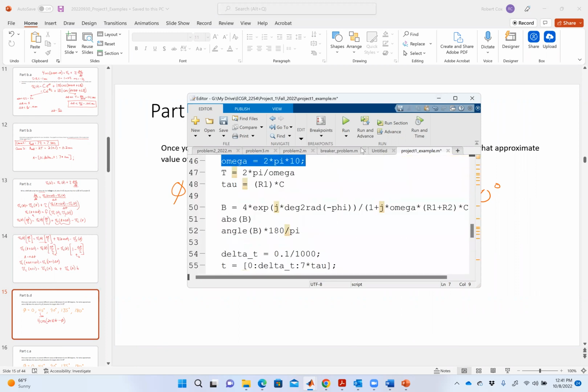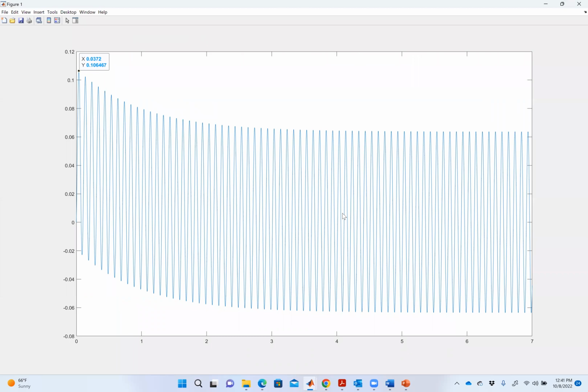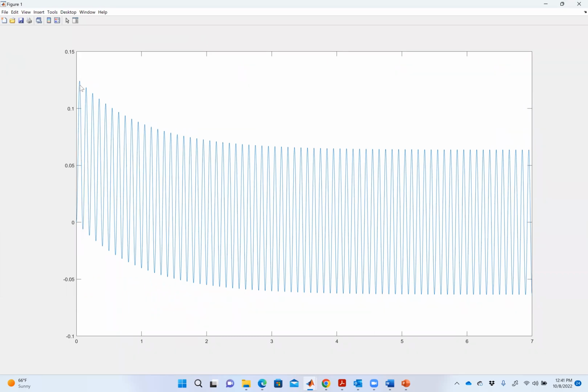Oops, went too far in my script. Evaluate selection. And I see what my maximum value is. It takes a second to run. I see it's a little bit higher. If I try to really get it to the peak, it looks like it's about 0.124.